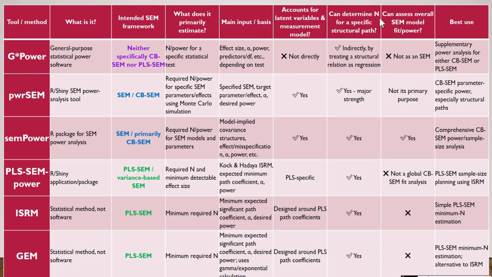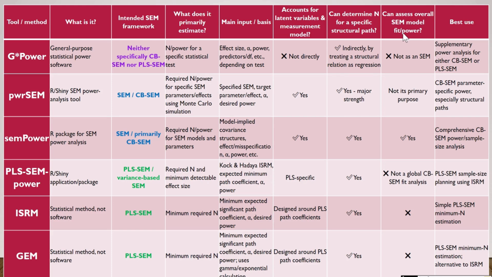Then whether it can determine the sample size for a specific structural path indirectly by treating a structural relation as regression. But in regression and structural equation modeling, the difference is that the path coefficients are assessed separately, individually in regression, whereas in structural equation modeling, all the path coefficients are assessed, all the relationships are assessed simultaneously. That is the difference between regression and structural equation modeling, right?